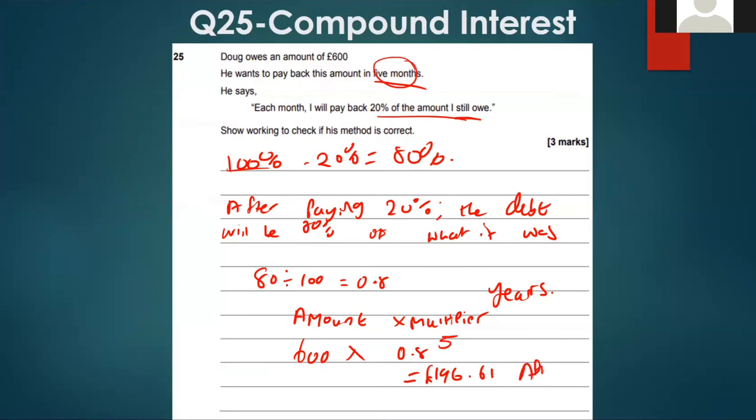So after 5 months, he still has £196.61 left to pay. So this statement is wrong. Anything to back that up will get you your marks, okay? Having a look at compound interest, making sure that you do 600 times 0.8 to the power of 5, getting your answer of 196 or 197, obviously we've rounded that nicely. And then saying actually this isn't enough and it's incorrect. So £196.61 is still owed, so he can't actually pay this back in 5 months. He said he'll pay 20% of the amount that's still owed. Check if his method is correct, and obviously it's not, okay?